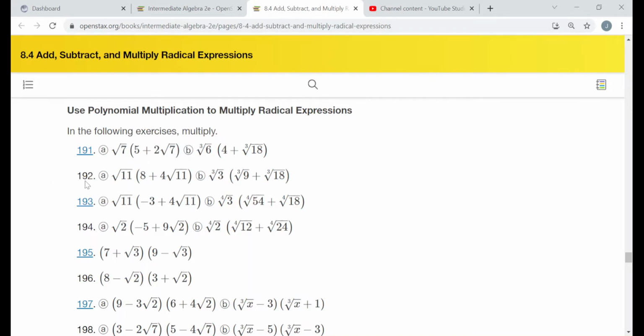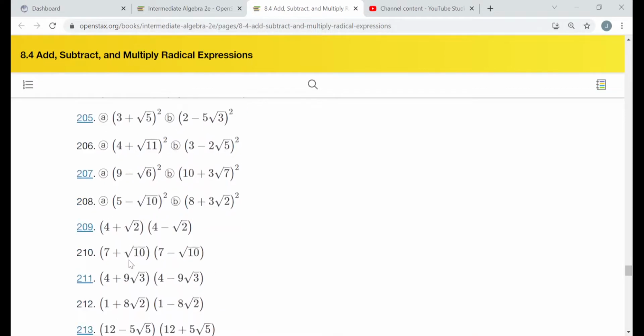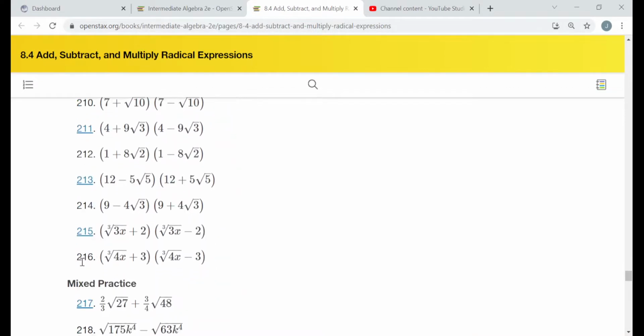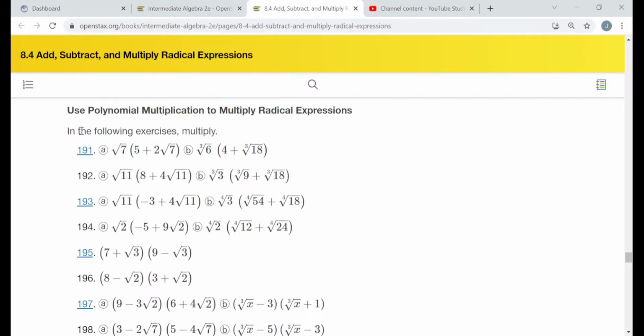Example 1 will be exercise number 192. Example 2 will be 194. Example 3 will be 196, and so on, all the way up to exercise 216 from these exercises under the heading Use Polynomial Multiplication to Multiply Radical Expressions.